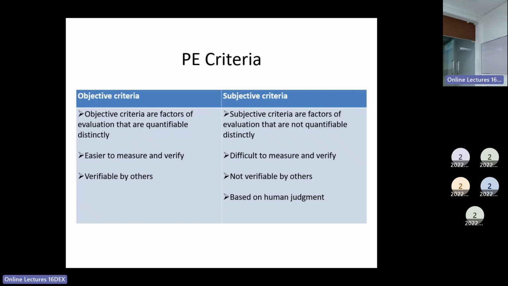That's the reason. Can you tell me one objective criterion that can be used to measure the level of performance of a medical doctor?